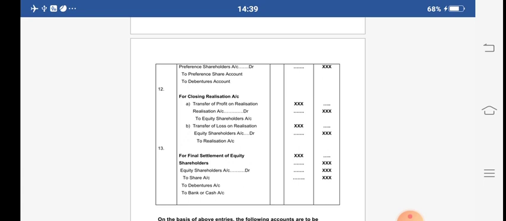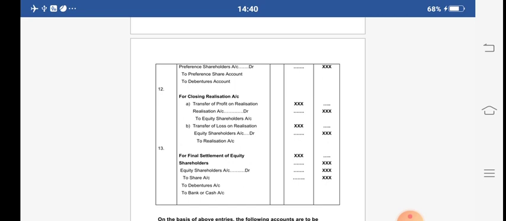Next, the last one, number 13, for final settlement of equity shareholders. At that time, how to pass the journal entries? Equity shareholders account debit to share account credit, to debentures account credit, to bank or cash account credit. Like this you have to prepare the closing of the books of the transferor company. It will come for the 10 marks problem, and it's very important.